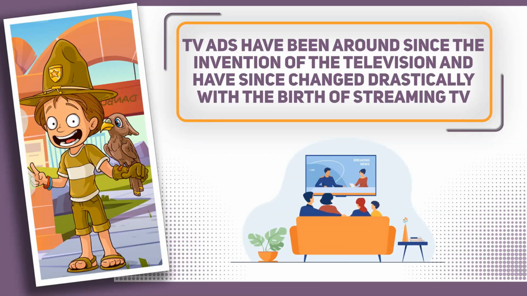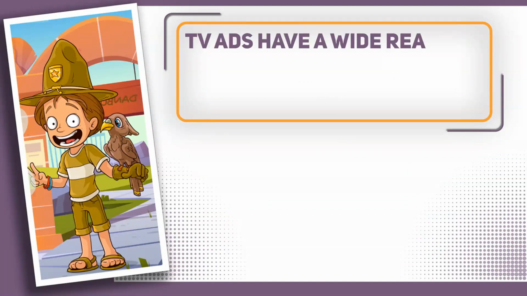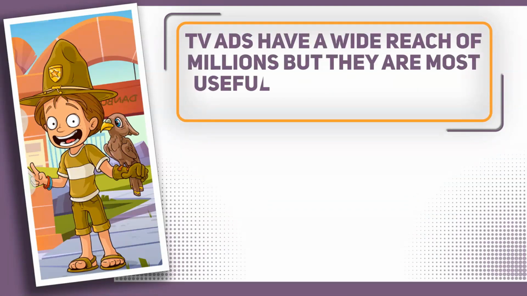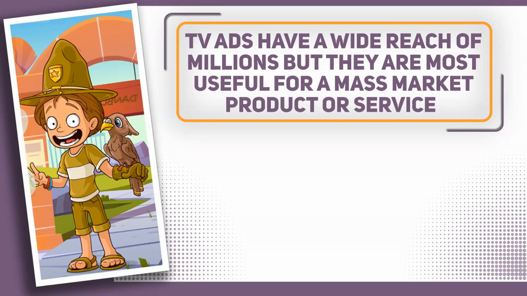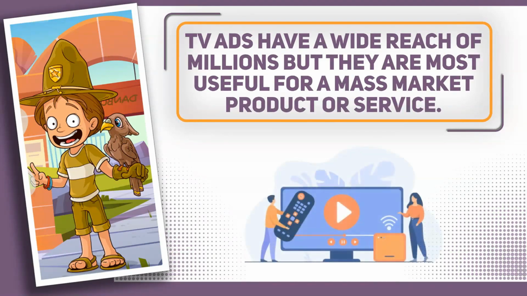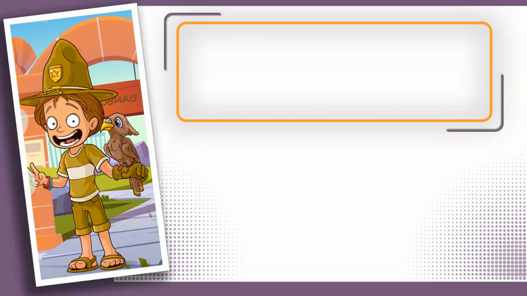This ad can be shown in the ad breaks of very popular TV programs that people still tend to watch live. However, he might find that the cost of creating a TV ad and then paying to secure a decent slot on primetime TV is way too expensive. TV ads have a wide reach of millions, but they are mostly useful for mass market products or services. What I mean here is a product or service that loads of people all around the country may want to buy. Jayden and the park don't necessarily fit this bill.